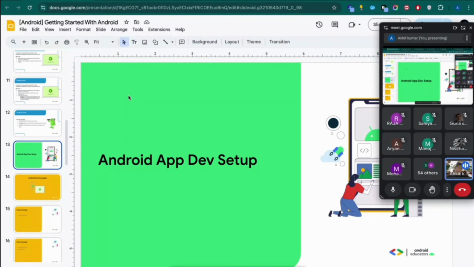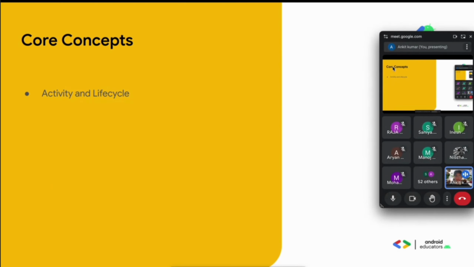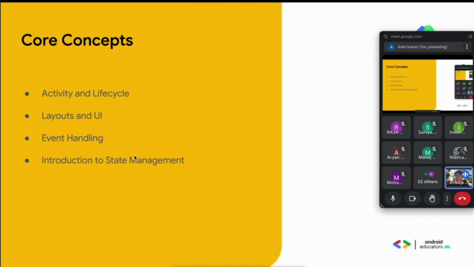Let's move to some core concepts so that we can use them to create our first application. In Android, there is a concept called activity and lifecycle. Next, we are going to learn about layouts and UI, and this is what we are going to do in practical. Then we will also do event handling, the same on Android Studio to have hands-on practice. And then an introduction to state management. This might go a little advanced, but okay, we'll see this one as well.